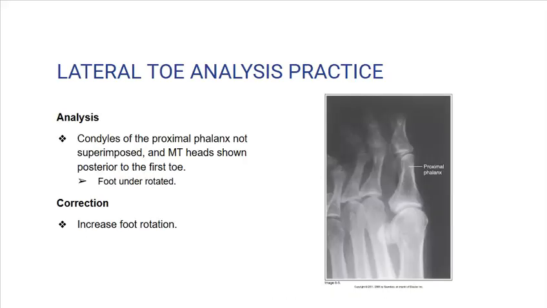Let's assess this last image together. Again, we're going to look for superimposition of the proximal phalanx condyles and the position of the metatarsal heads. In this case, the condyles are again not superimposed, and the metatarsal heads are positioned posterior to the first toe. Therefore, the foot was under-rotated. We need to increase foot rotation to get a true lateral projection of the toes.